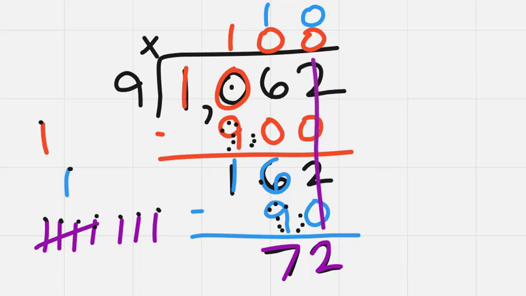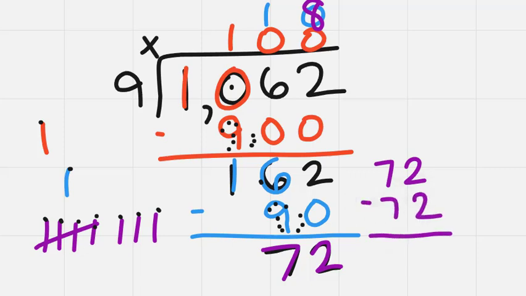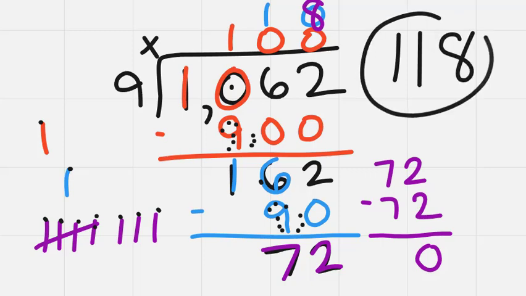We'll put the 8 straight up from the 2 in 72. We'll rewrite 72 because we ran out of room. 9 times 8 is 72, so we subtract. 72 minus 72 is 0. That means we don't have anything left. Our answer is 118. Well done. Be sure to check your work.